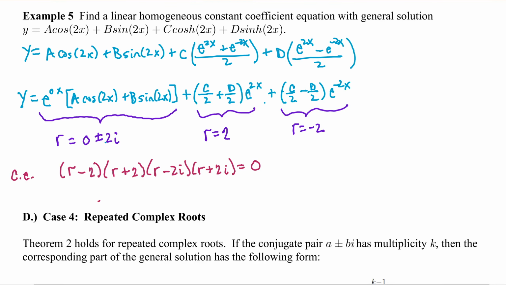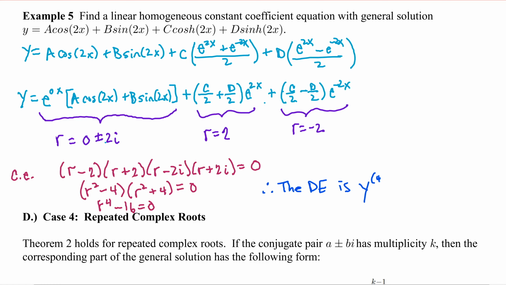Remember, our characteristic equation is equal to 0. So if we do a little bit of algebra here, foiling the first two binomials, we'd end up with r squared minus 4. And foiling our second two binomials, we'd end up with r squared plus 4. One more round of FOIL gives us r to the 4th minus 16 equals 0. Now, if that's the characteristic equation, we can say, therefore, the differential equation is the fourth derivative of y minus 16y equals 0.